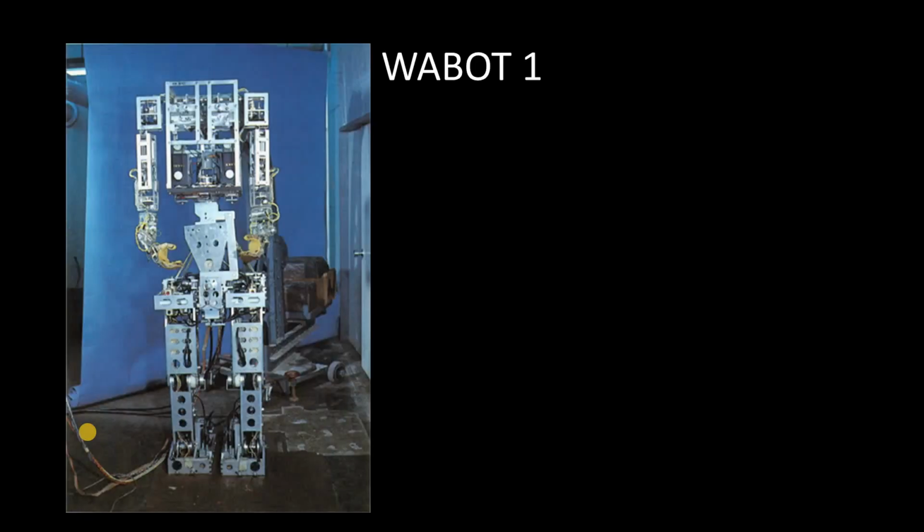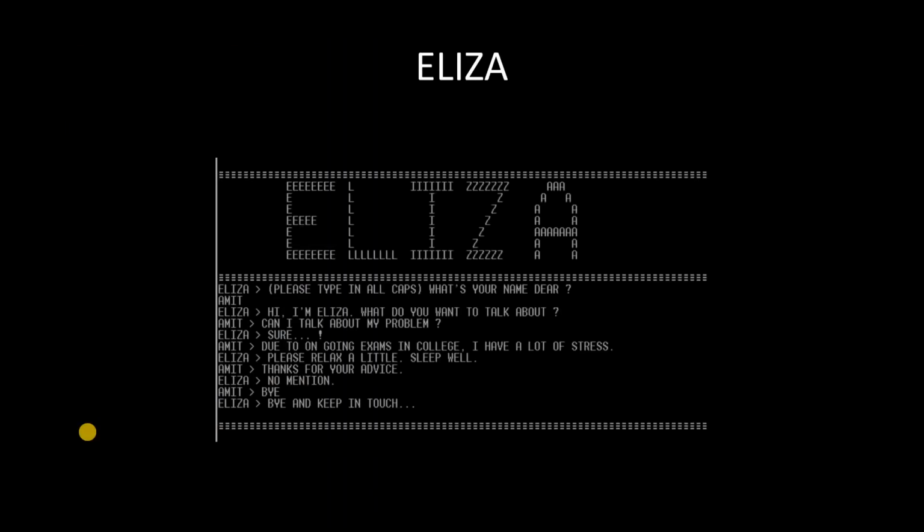Then we see the first intelligent robot, that is Wabot 1. It's not actually the first robot, but it is known as the first intelligent robot. We are going fast because it's just history. This is Eliza. Eliza is actually a chatbot, the first chatbot. It came up in the 1960s. It's a chatting machine, and it chats like a human.